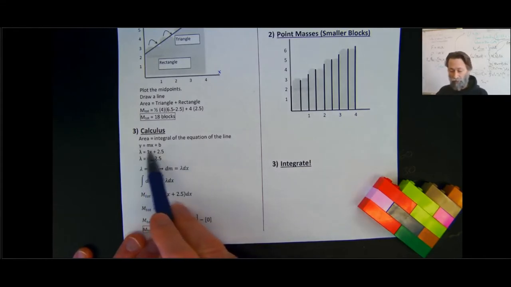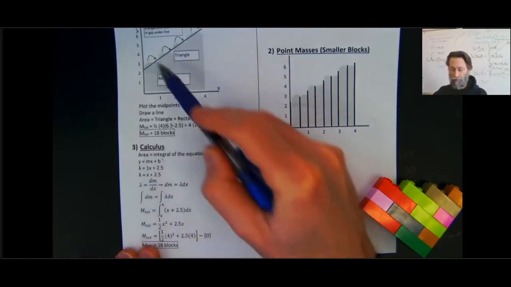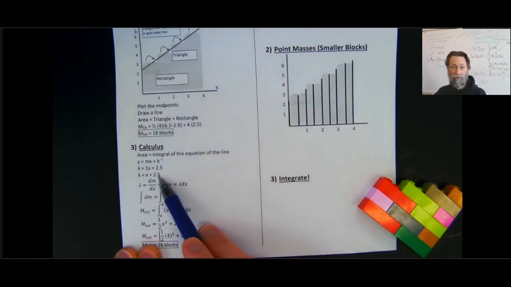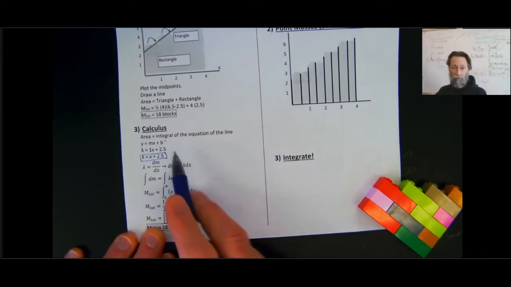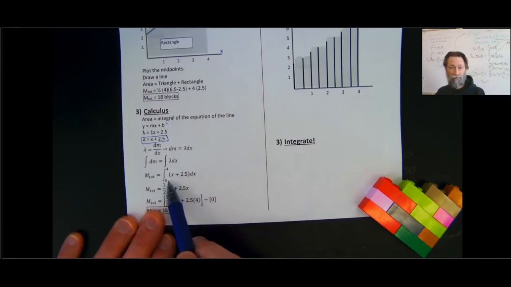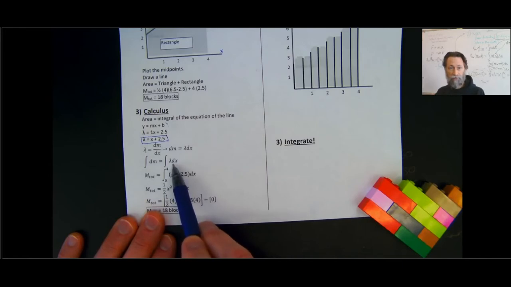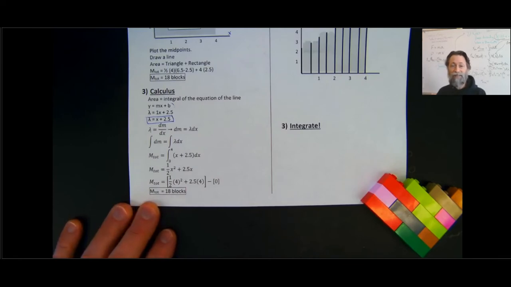We set up the equation for the line density: the slope of that line we calculated to be 1, and the intercept is 2.5. That's our equation for the line density. Line density is the change in mass over the change in position, so solving for the change in mass, we can integrate both sides, as a definite integral from 0 to 4. Plug our line density equation in for lambda, integrate it, and solve, and we get 18 blocks.